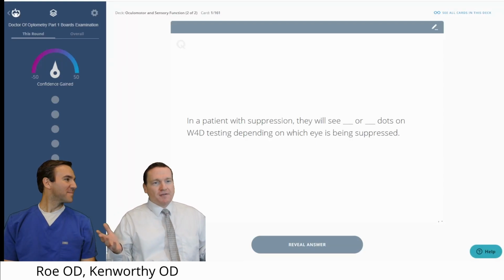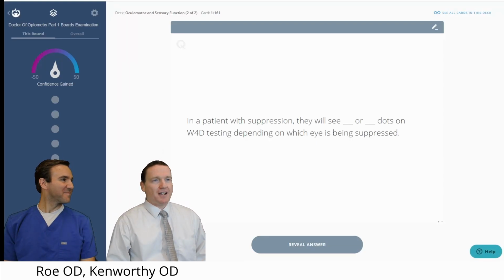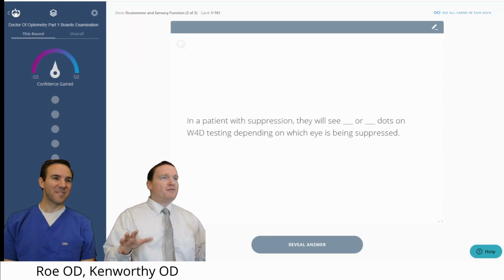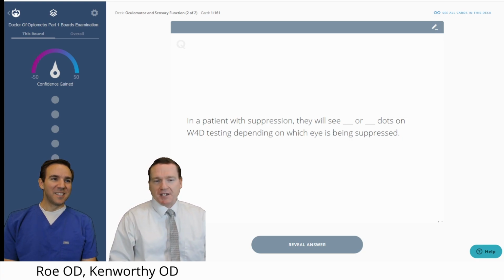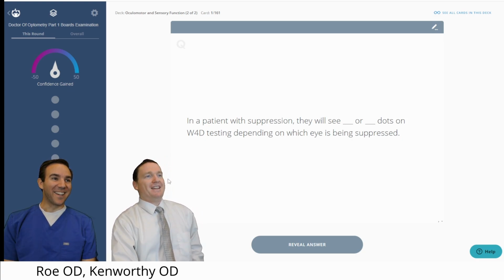Well, we're back. More boards review, this time with Dr. Rowe. Shall we look at some visual perception, sensory function type stuff? Let's give it our best shot here.